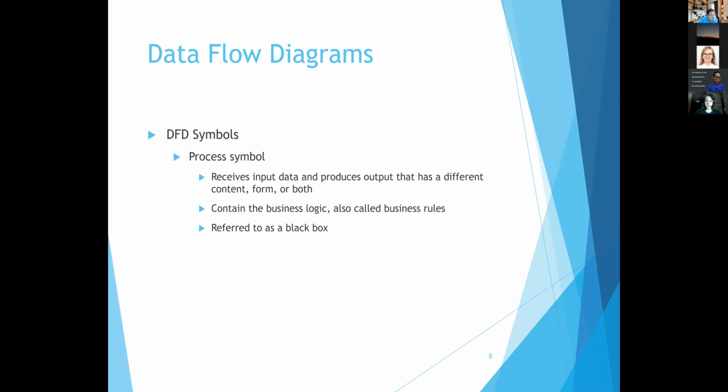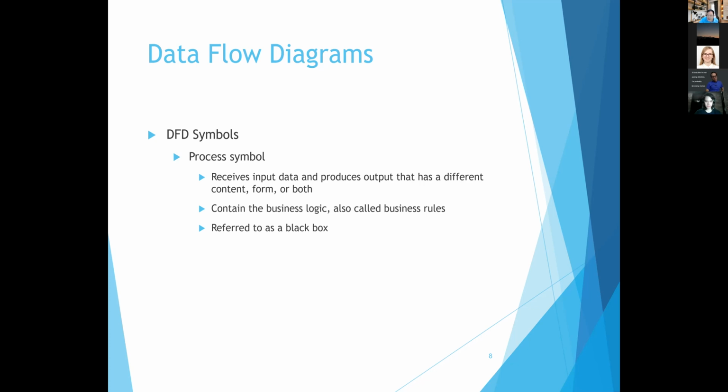When we talk about the symbols that we saw on the previous slide, the process symbol is the symbol used to receive input data and process it to produce output. That means when you draw a process, you must have input and output for the process. If you have a process that receives input but doesn't produce output, you are wrong; you have to rethink it. If you have a process that produces output but doesn't have input, how do you know that this process will create the output?